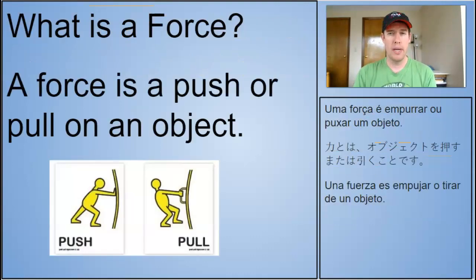Now, before we dive into what we're going to do with these forces, we must first ask ourselves, what is a force? So for our 8th grade understanding and our 8th grade usage of what we're going to do, this is going to be the definition we'll use of what a force is. A force is a push or a pull on an object.